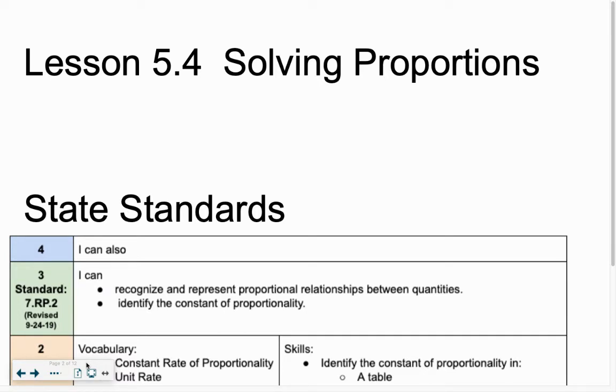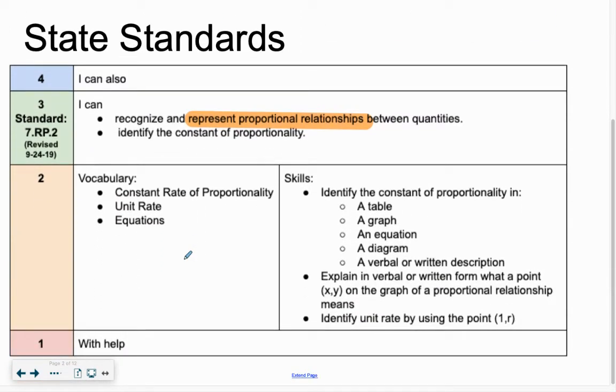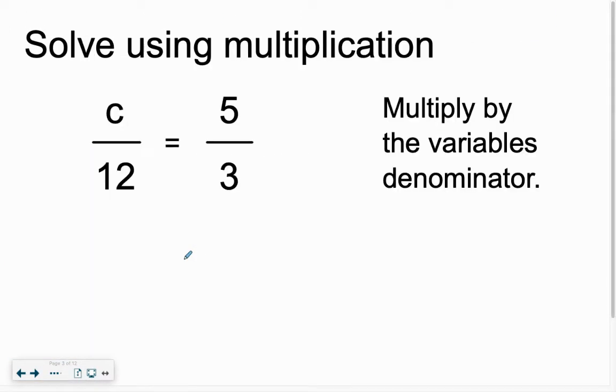5.4, solving proportions, where again we're going to recognize and represent proportional relationships. In the previous lesson, 5.3, we only wrote down proportions and had to solve only 3 of them. Today, we're going to solve every time. And the majority of our assignment looks something like this, where we have 2 options.